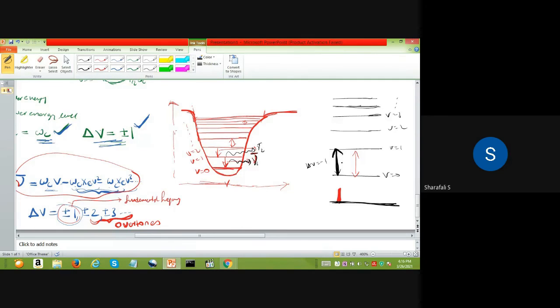Another possibility is that you can go from V equal to 0 to 2. This is also possible in this case, because when you are considering that anharmonic case, we have selection rule delta V equal to plus or minus 2, plus or minus 3, all those things. These are also there. So because of that, you will get these transitions from 0 to 2. Then we have 0 to 3 transition also. And we have 0 to 4, all those transitions.